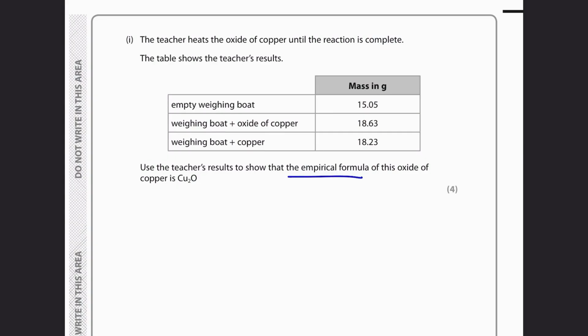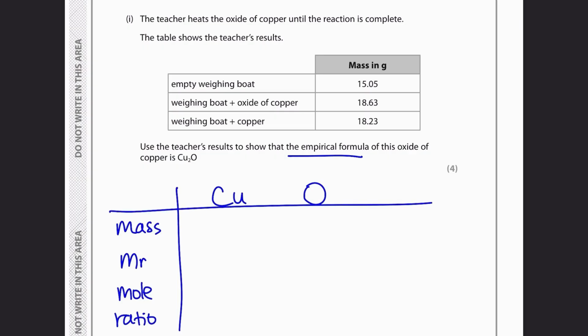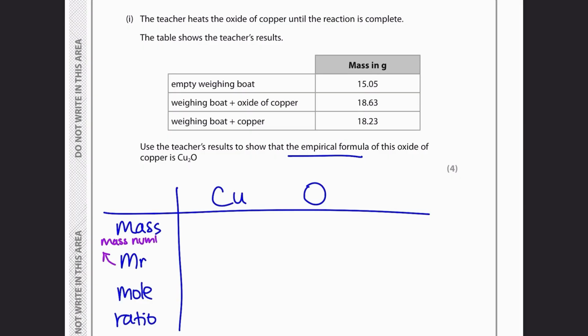For empirical formula, you're going to always write the elements at the top. So what are my elements here? It's an oxide of copper. So the only elements in there are copper and oxygen. Copper and oxygen. And then you're going to do your mass, Mr, mole, and ratio. So I just want you to remember this is how you do this sort of calculation. You memorize that. Mass, Mr, mole, ratio. And of course, Mr is the mass number. That's the big number in the periodic table, the big number, the mass number. Then we just fill this in.